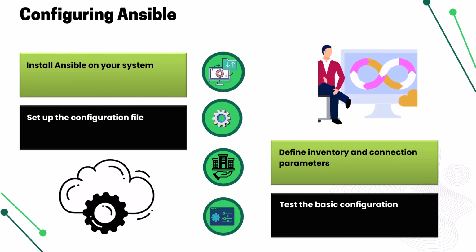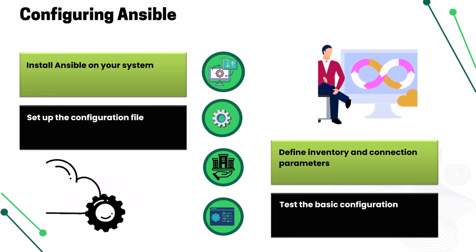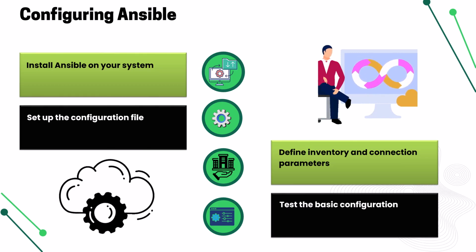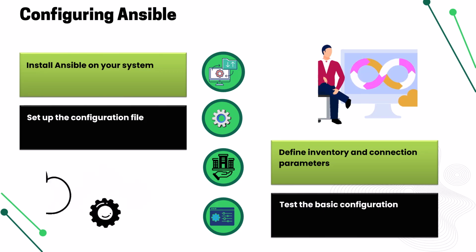Alright, let's kick things off by getting Ansible set up. First, we need to install it. Super easy, just a couple of commands. Then, we tweak the configuration file to suit our environment. Next, we define our inventory and how Ansible connects to remote systems. And finally, we test everything to make sure it's working as expected. Think of this step like setting up a new gaming console. Gotta plug it in and check if it's ready to roll.